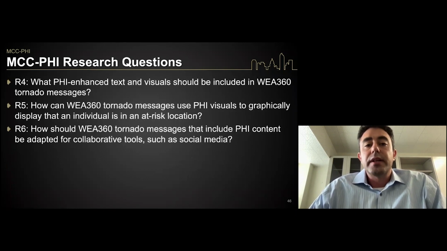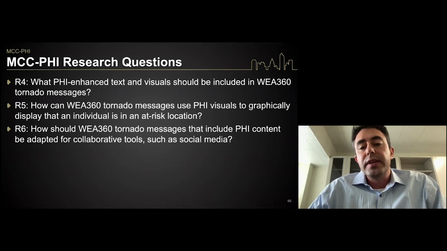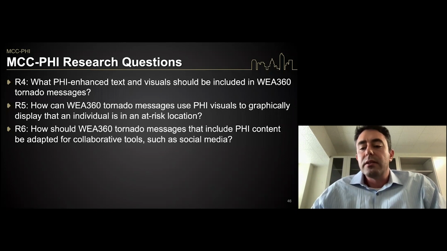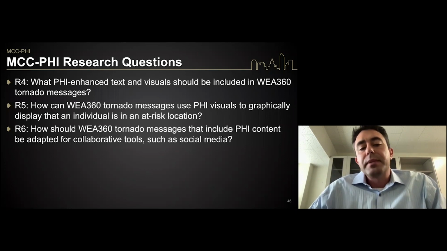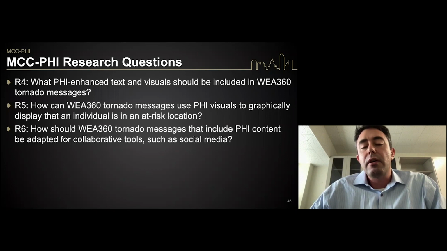Question 4, what FEE-enhanced text and visuals should be included in WEA 360 tornado messages? And we've constructed some mock messages to explore that question. Question 5, how can WEA 360 tornado messages use FEE visuals to graphically display that an individual is in an at-risk location? And we're following previous studies by using this blue dot format. Question 6, how should WEA 360 tornado messages that include FEE content be adapted for collaborative tools such as social media? Again, we want to reduce the delay time in the warning system. So how can we share these messages more quickly?